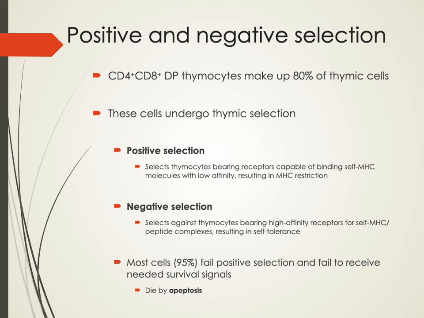Positive selection means it can bind to the MHCs which this individual produces. With negative selection, we want to make sure that any receptors that bind at high affinity are eliminated, because if they bind at high affinity, they could end up binding self, and we don't want those in circulation. This is one of the steps that allows us to build tolerance, tolerance being that we're not going to respond to self. Most cells will actually fail positive selection: 95% of them end up failing, which means only 5% end up surviving.